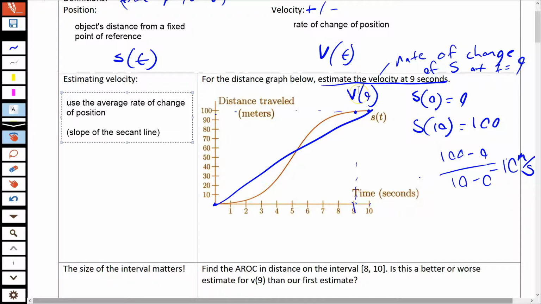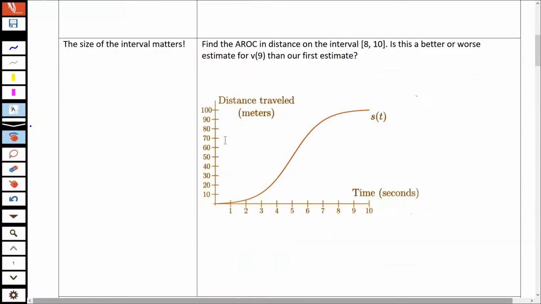So to make these estimates, we don't necessarily need to use the whole graph. We could use a different average rate of change, right? So here, I ask you to just use the interval 8 to 10. So that's from about here to here. I'll have you do that real quick. We'll see what you get.